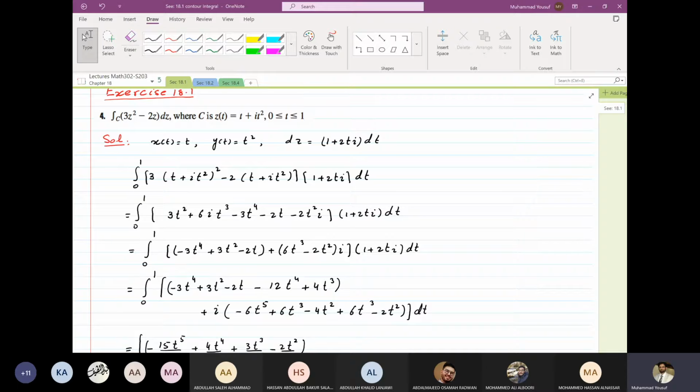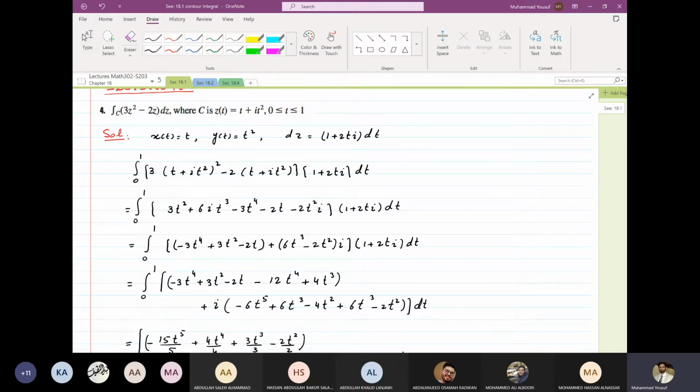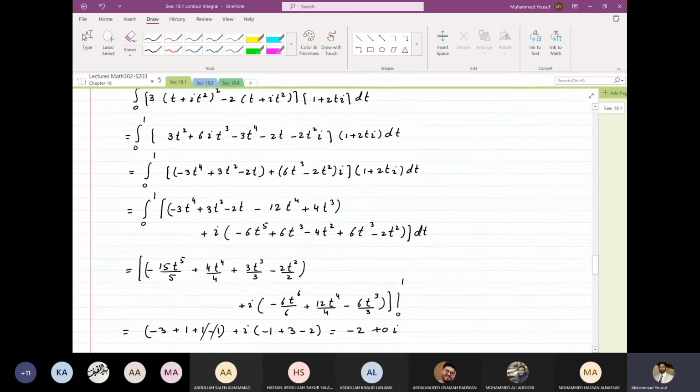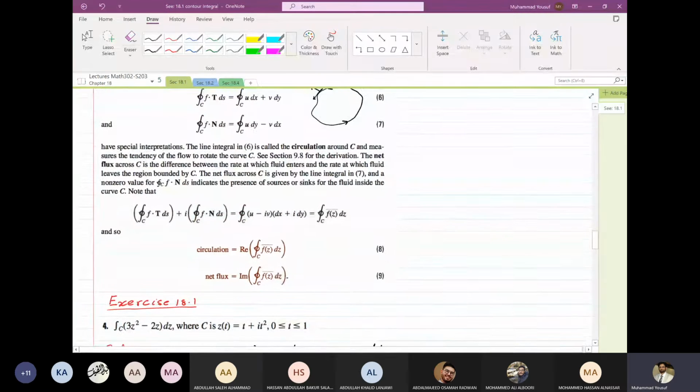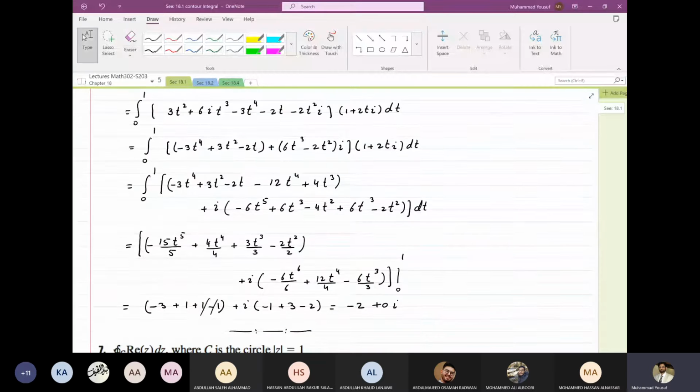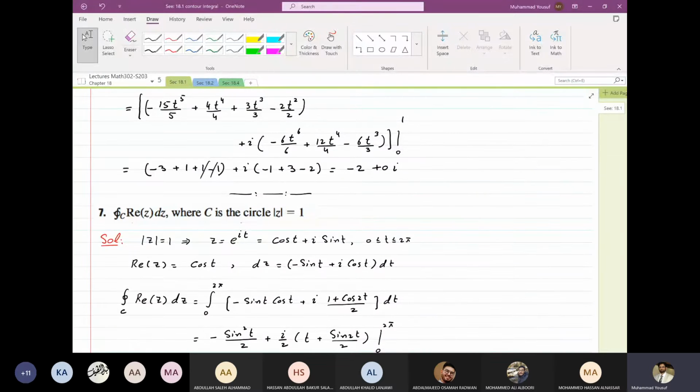And then we multiply them, expand the bracket, and at the end we will get a real part and an imaginary part. We integrate this simple integral, Math 101, apply limits from 0 to 1 and get the answer. So for this integral, the real part is -2, the imaginary part is 0. So if we look at the previous definition, circulation and net flux, we see here that circulation is -2 and net flux is 0. Real part and imaginary part.